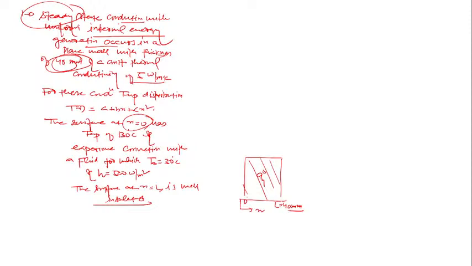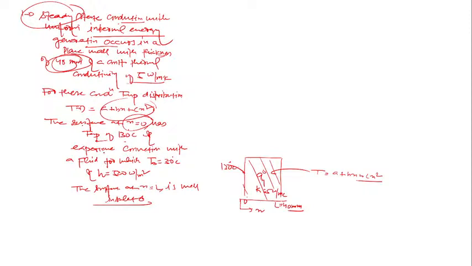A constant thermal conductivity K is given as 5. K of this material is 5 watt per meter per Kelvin. For these conditions, the temperature distribution is given as T equal to A plus Bx plus Cx square. The surface at x equal to 0 has a temperature of 130. Here the temperature is 130 degrees Celsius.